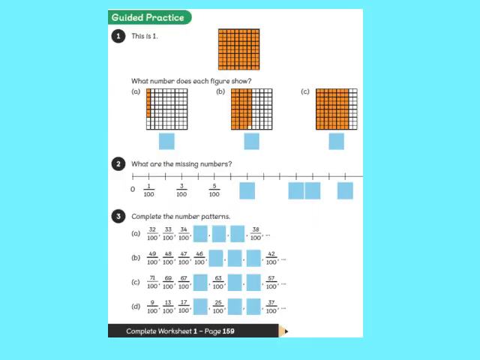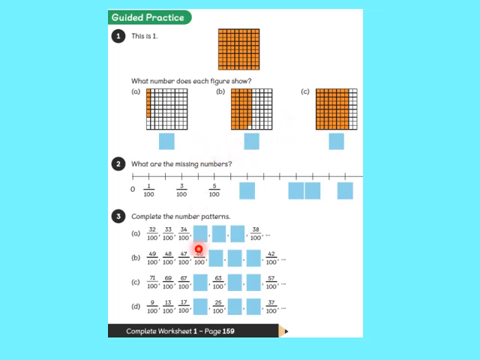So here is today's guided practice. So we have a block here. It's very much like the box of chocolates in the In Focus, and we can see that there are 10 rows of 10 squares and it's all shaded. So this is 1. It's 1 whole. But then what we have to do is show what number is shaded in each of these.